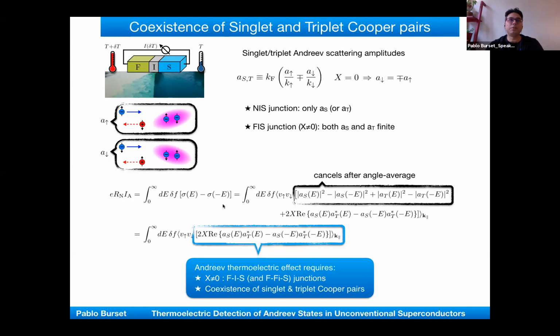Putting these formulas into the expression of the conductance, with some algebra, we have to express two terms. One of them cancels out after angle average. There are more details in the paper. And at the end, the whole current is just proportional to this exchange field and the product of a singlet and triplet scattering amplitude, meaning that the current is only possible if there are singlet and triplet Cooper pairs coexisting at the junction.